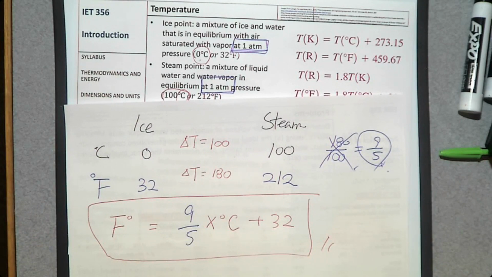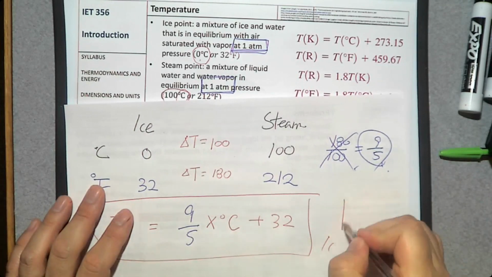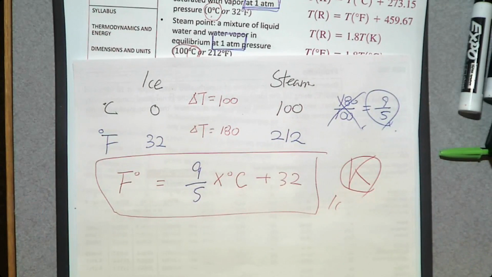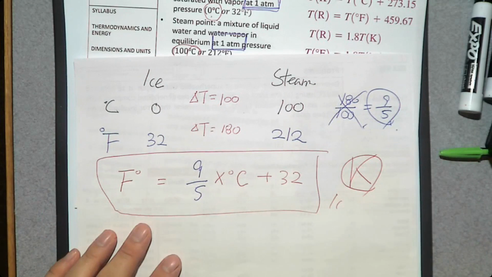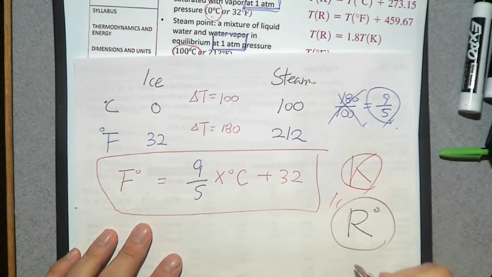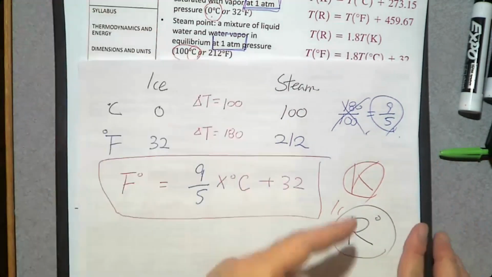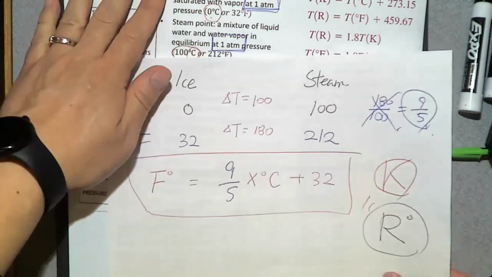Which one is the standard SI unit? The answer is none of them. The standard SI unit is Kelvin. So let's talk about this Kelvin now. But before that, what is the standard English unit? The answer is, again, none of them. The standard English unit is Rankine. Have you heard about that? No, okay. So let's talk about the standard units.